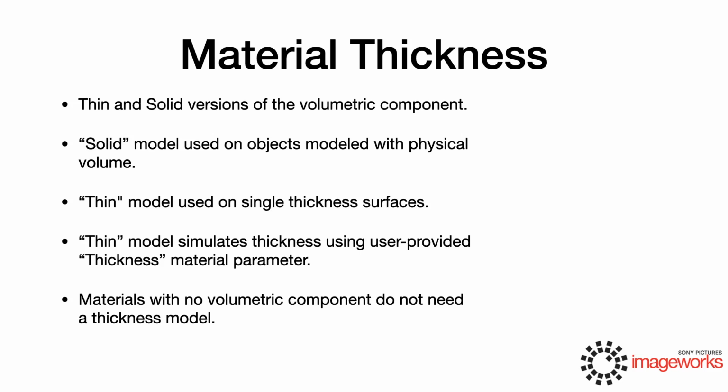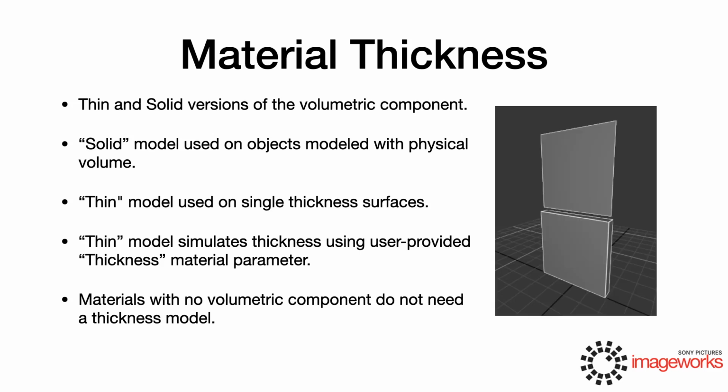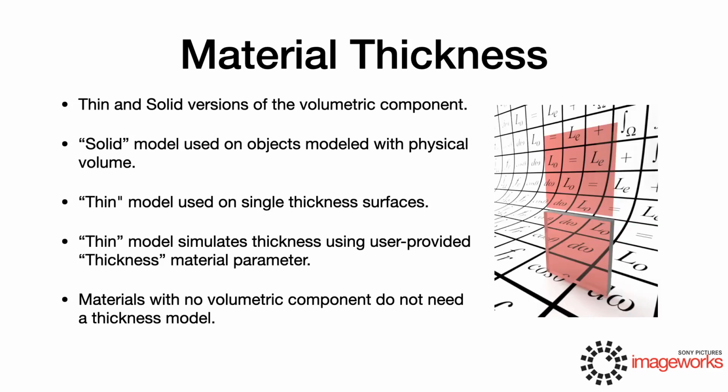As I mentioned, we have the idea of thickness as a differentiator between materials in the system. Here we can see two models, a single polyplane and a box. We use the thin version of the volumetric shading component for the single polyplane and the solid version for the box. The thin version simulates the thickness of the material model, and the two versions appear visually similar when used with the correct geometry. Here we've dialed the thickness parameter of the thin model to the actual thickness of the box geometry so their appearances match.